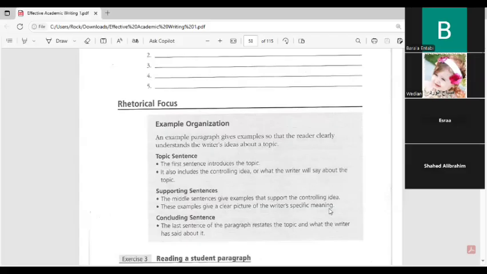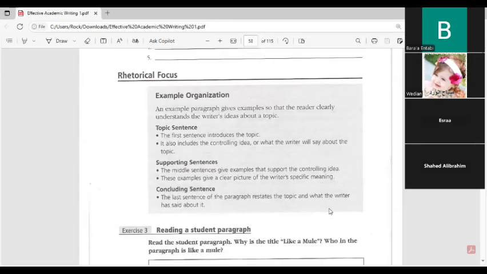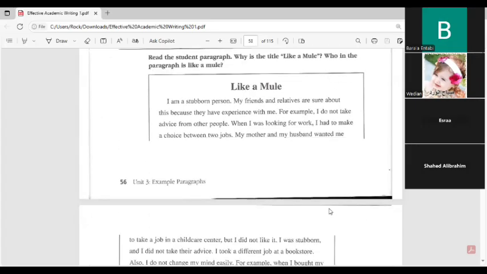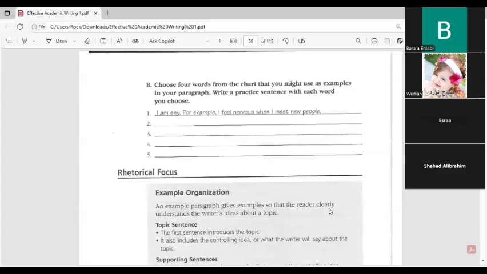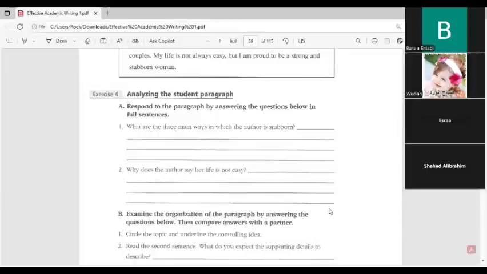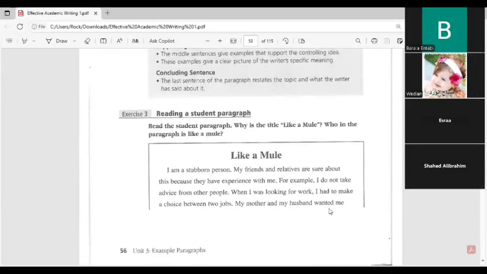Concluding sentence, the last sentence of the paragraph, restates the topic and what the writer has said about it. I think you are familiar with those. This is, I think, the last part, which is this paragraph. We will deal with it, like a mule. Do you know the meaning of a mule? No. A mule, actually, is similar to a donkey.